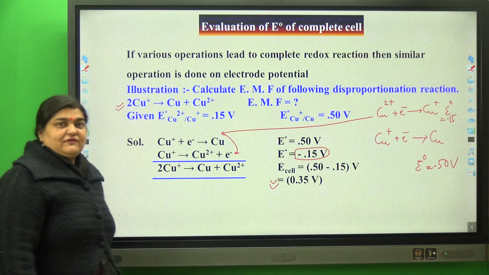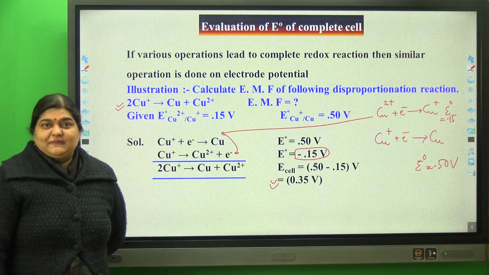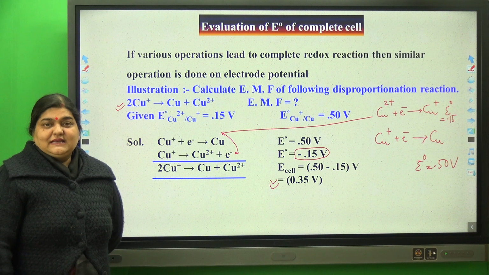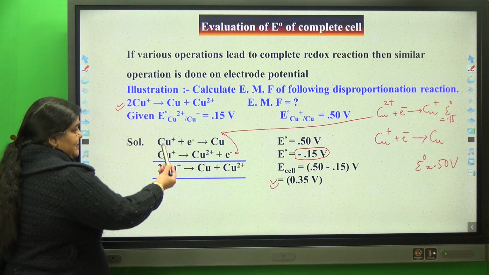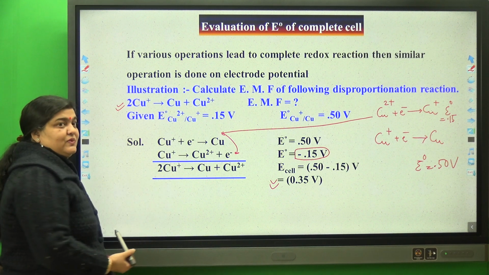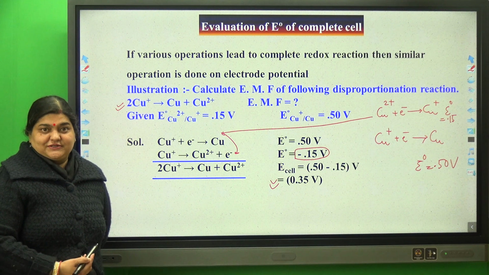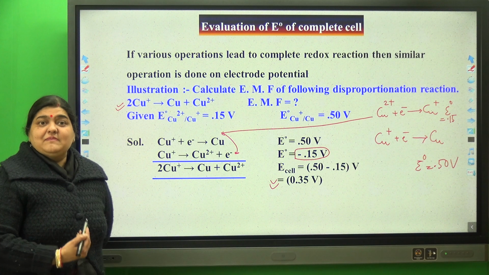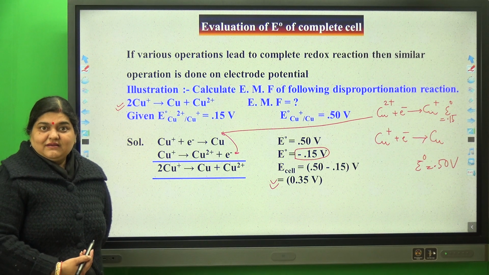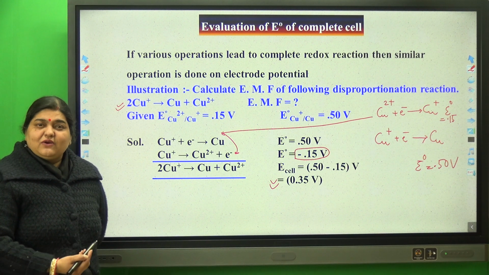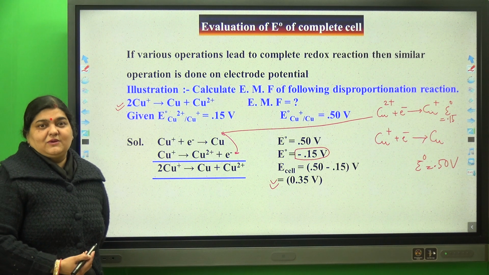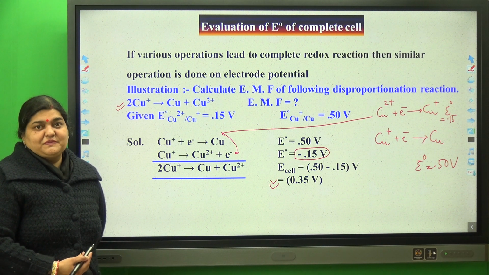My purpose of giving you this particular example is that if we are given the electrode potentials of two half cells, and the third is the net complete reaction, we can do the similar operation on their electrode potentials as we have done on the equations.